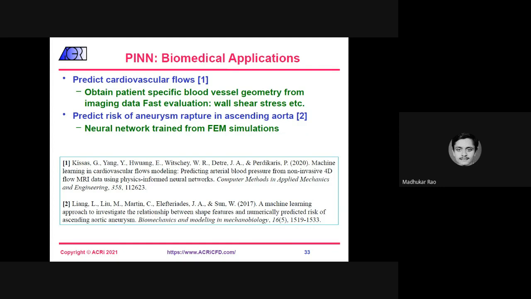And so some of these papers deal with that, predicting arterial blood pressure from 4D MRI data using physics-informed neural networks. And another earlier paper, the second paper, is an earlier one, doesn't have physics-informed neural networks because I think it was not invented by the time of that study. It just uses a plain machine learning approach, a plain neural network, to quickly get the relationship between the shape of the aneurysm and the risk parameters of the aneurysm.